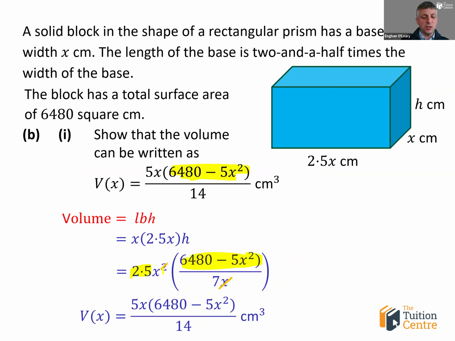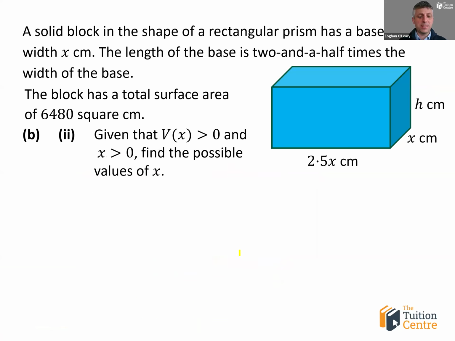So the only thing that had to change was the 2.5 and the 7. So again, hopefully you got your way to it. But again, we have our answer here for volume. So any little mistakes, okay, we might have lost a few marks, but you're still able to keep going.